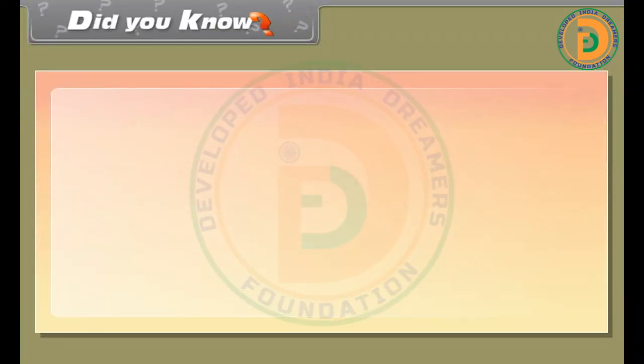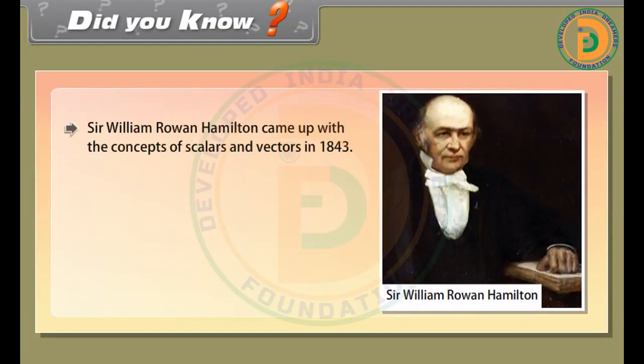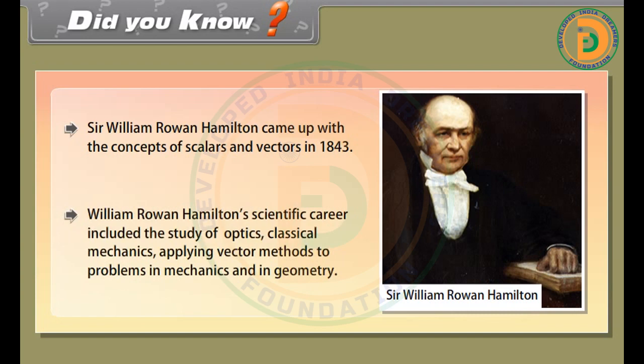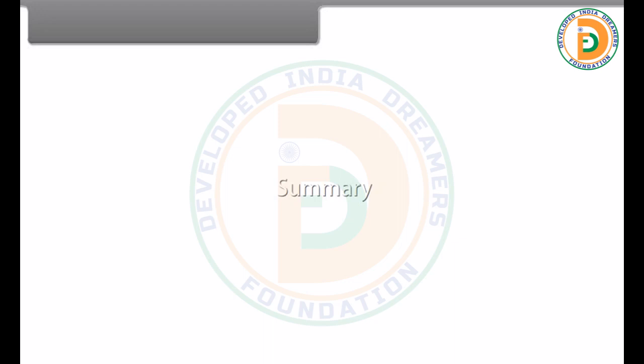Did you know Sir William Rowan Hamilton came up with the concepts of scalars and vectors in 1843? William Rowan Hamilton's scientific career included the study of optics, classical mechanics, applying vector methods to problems in mechanics and in geometry.